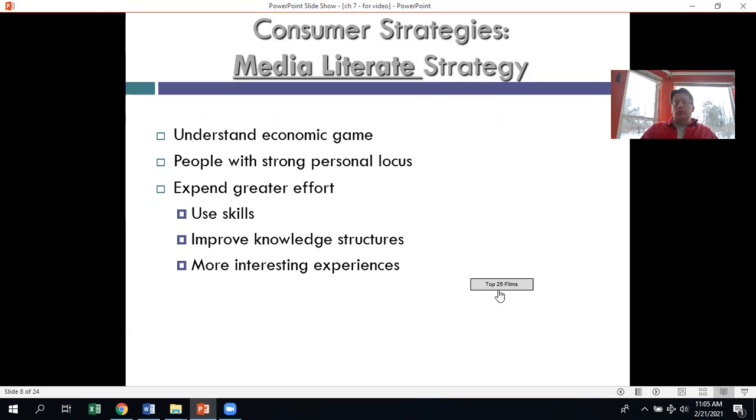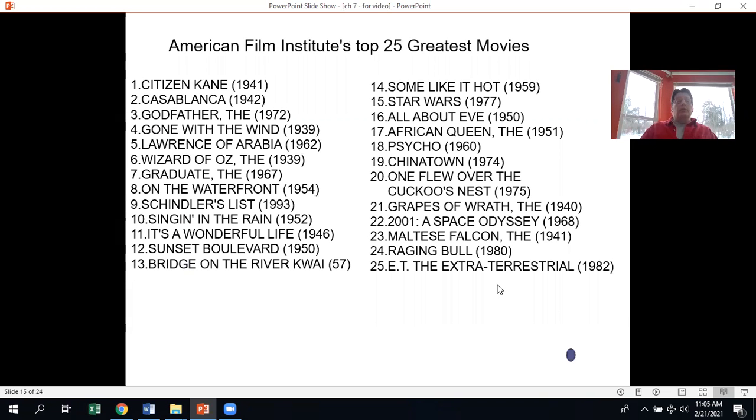As an example, let me show you this. This is, according to the American Film Institute, the top 25 greatest movies, not the most popular movies, but the ones that experts say have the greatest quality. And so there's obviously some in here that are popular movies. There's Star Wars and E.T., The Godfather, Gone with the Wind, Wizard of Oz, which actually, when it first came out, wasn't popular, but got popular later. And then there's movies that are not as well known. All About Eve, Chinatown, Raging Bull.